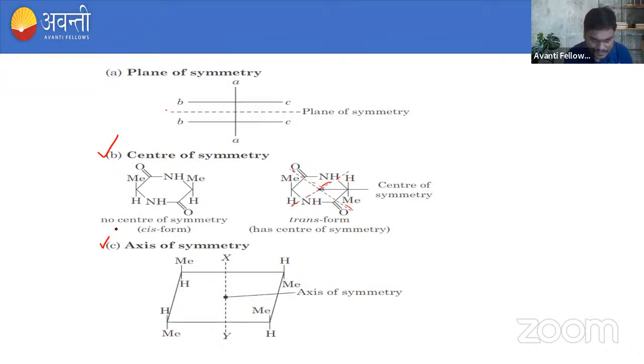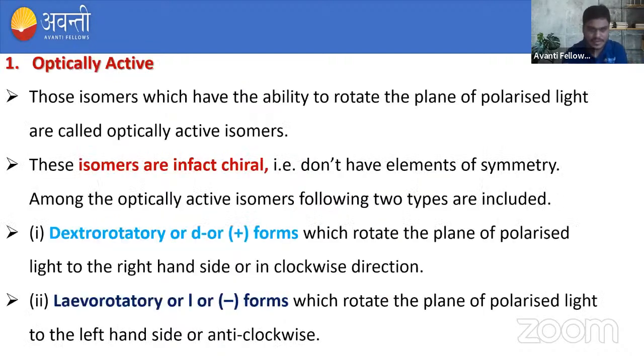The next one is the axis of symmetry. So this is the axis of symmetry we have, like x. If you break this from here, then we get this axis of symmetry, right? So this is the axis of symmetry. Along this axis only they will rotate. So if you break along this axis, x and y, we will get the axis of symmetry.